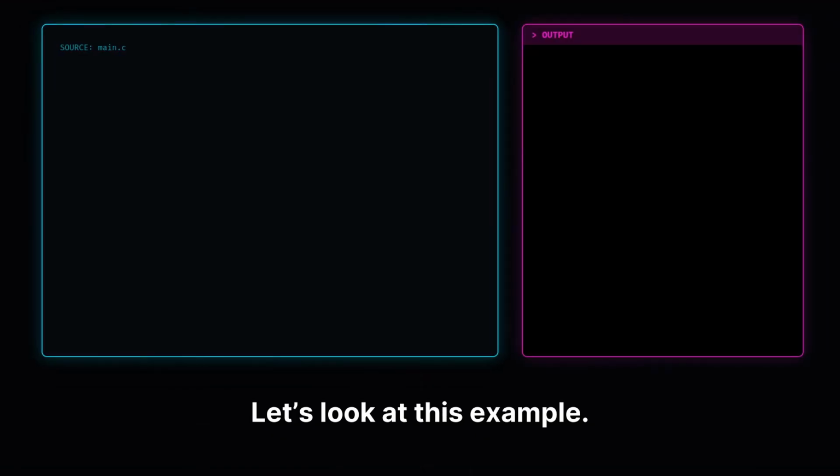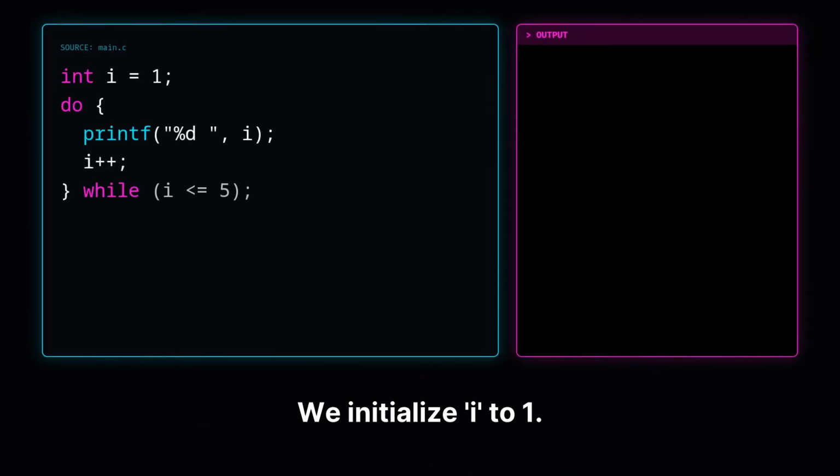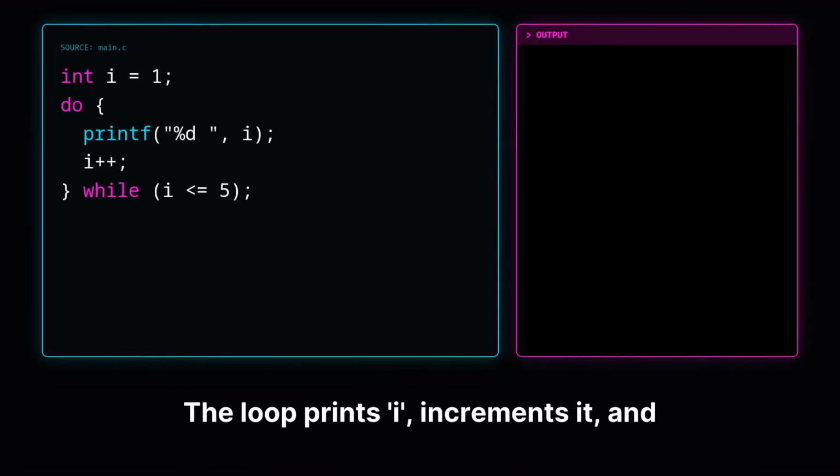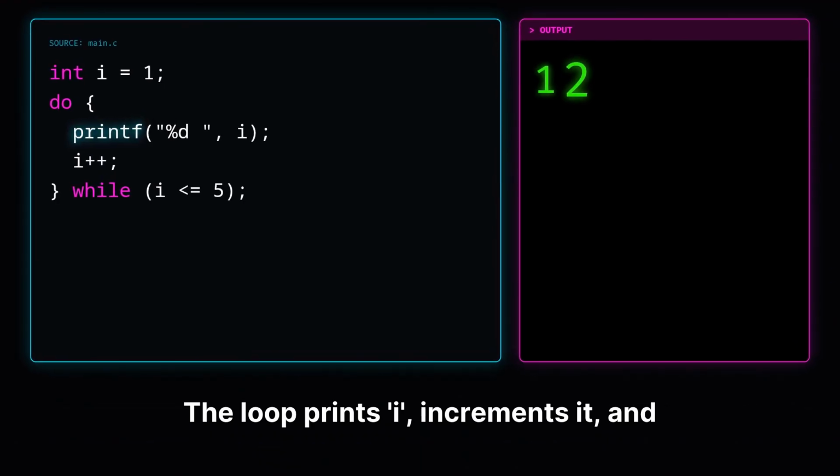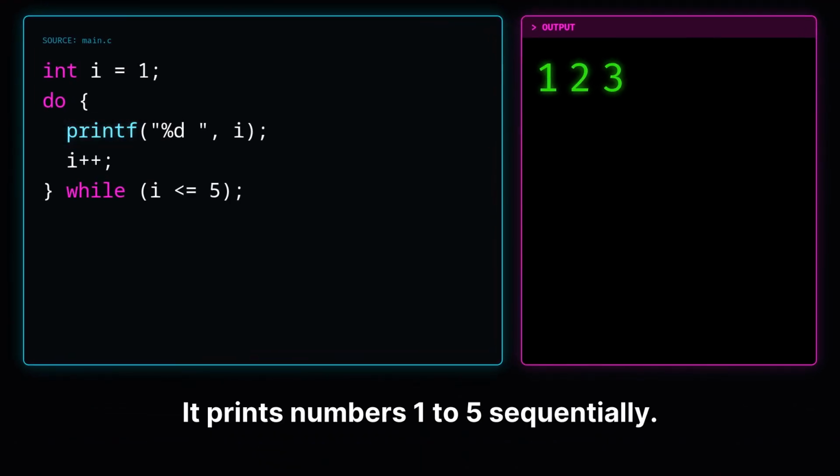Let's look at this example. We initialize i to 1. The loop prints i, increments it, and checks the condition. It prints numbers 1 to 5 sequentially.